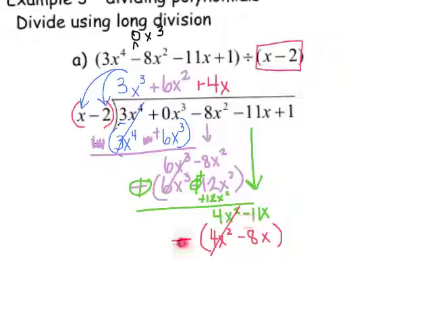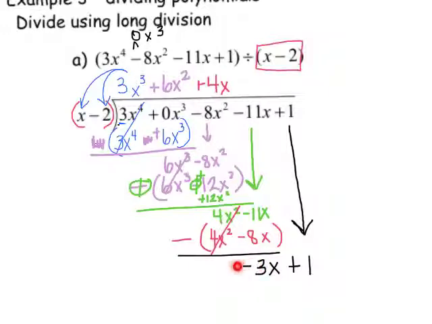Negative 11 minus negative 8. Negative 11x plus 8x. Negative 11 plus 8 is negative 3. So now I've got negative 3x. Still not done. Last one though. It's the last piece to bring down, plus 1. Okay, so you got to say, what times x is negative 3x? So you do need to represent that with a minus 3.